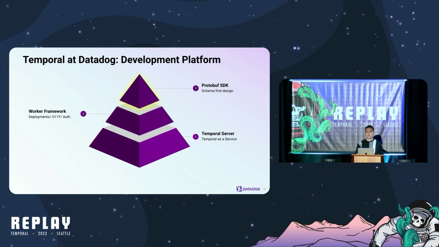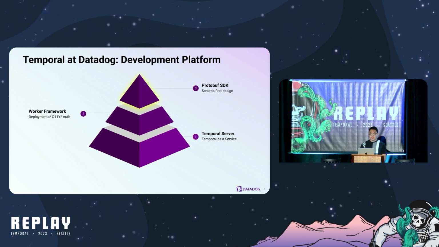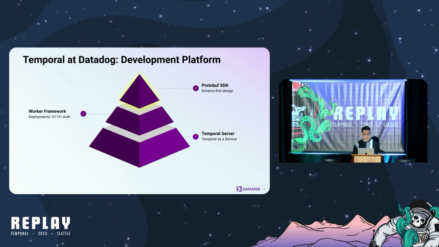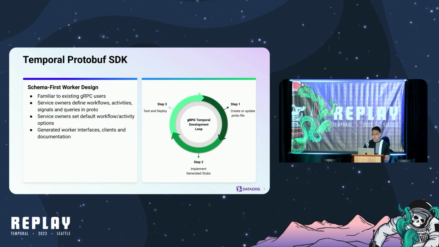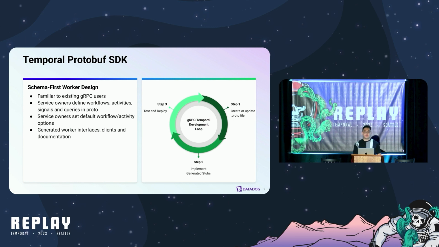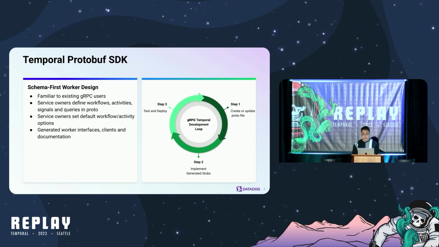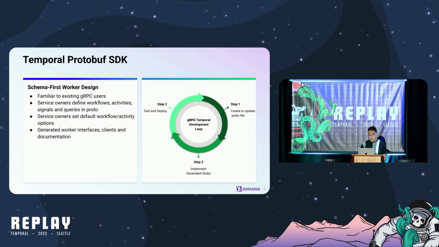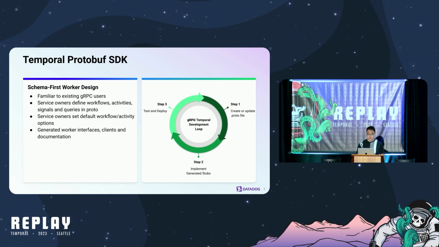This development platform is centered around our Protobuf SDK, in which users can define their workers' workflows, activities, signals, and queries as RPCs. There are a couple ways that this approach benefits the user experience. Firstly, the development cycle is nearly the same as gRPC, which many are already familiar with. And because service owners must define the workflows, activities, signals, and queries in Protobuf, we have a source of truth for our workers' capabilities.